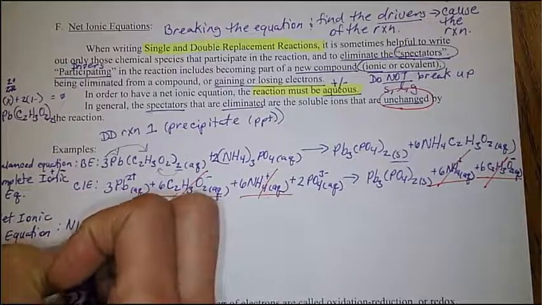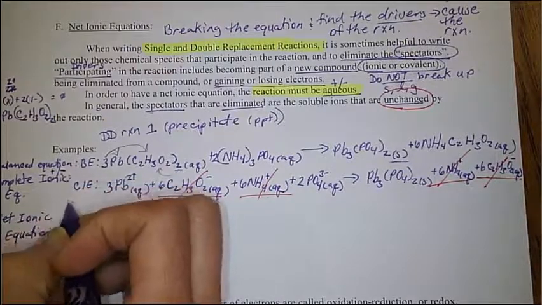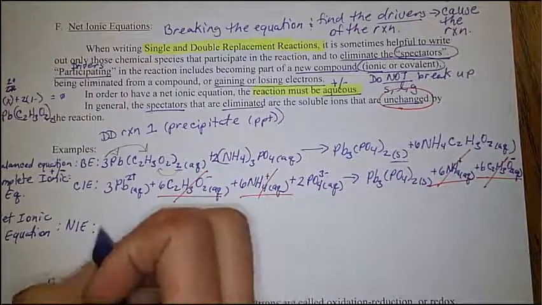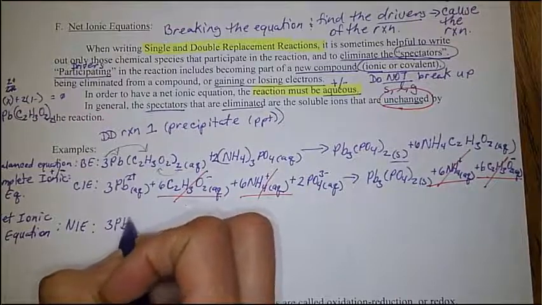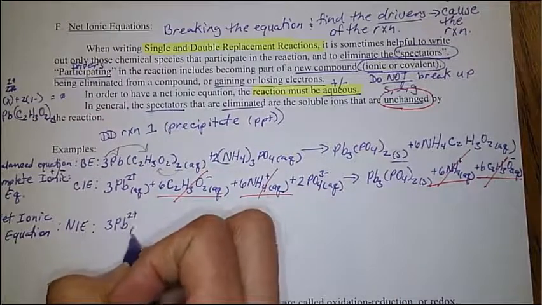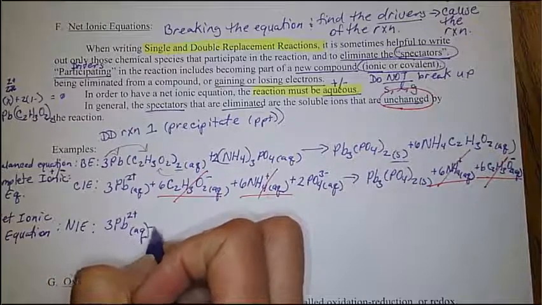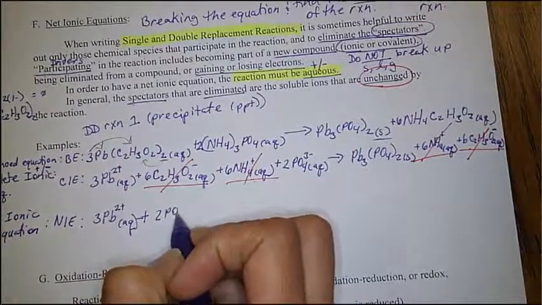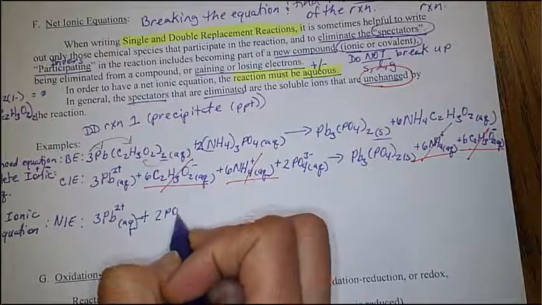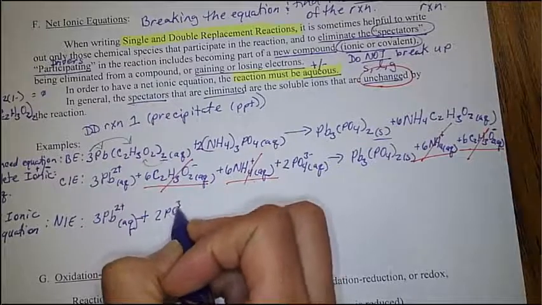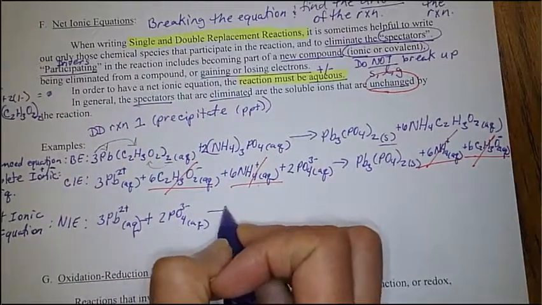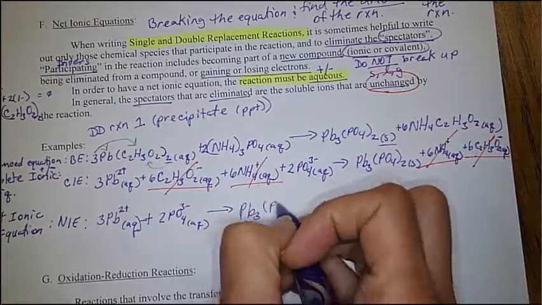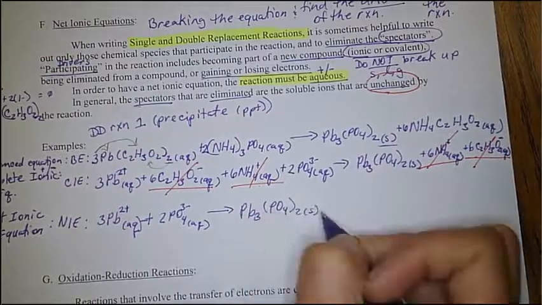Or NIE. Okay. So my Net Ionic Equation is everything that is left over. So just go ahead and copy that down. So it'd be 3 Pb2+ ions that are going to react with 2 phosphates, and that's aqueous, to produce our solid, which is right here, Pb3(PO4)2, which is a solid.